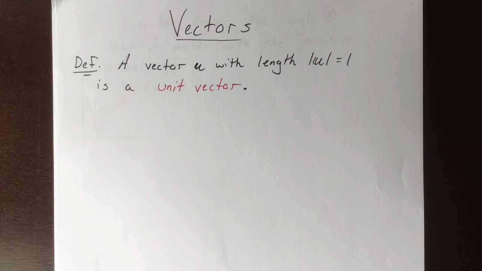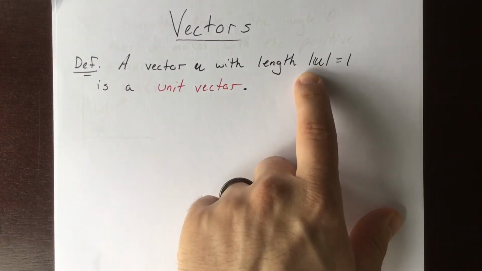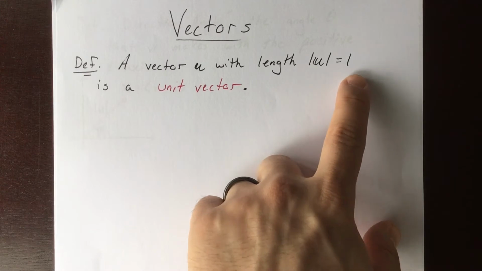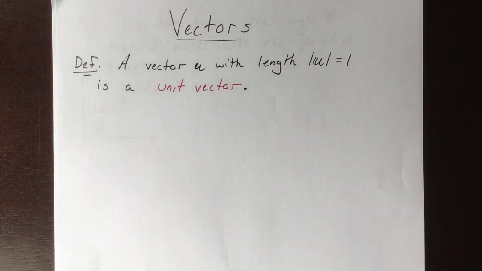So starting off, a unit vector. A vector u with length, remember the bars represent magnitude, with magnitude of 1 is a unit vector. So the idea, if a vector has length 1, it is classified as a unit vector. Okay? So how do we find a unit vector? If I have one vector, how do I work with that?